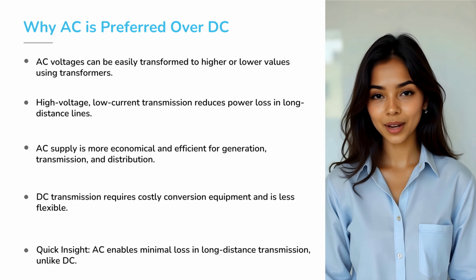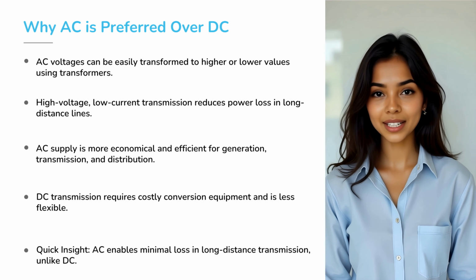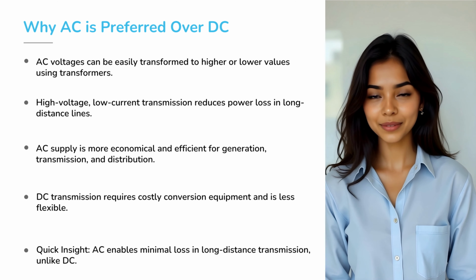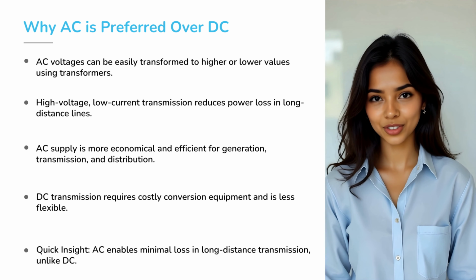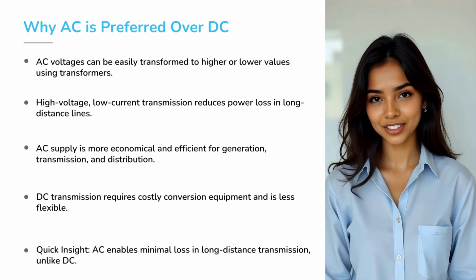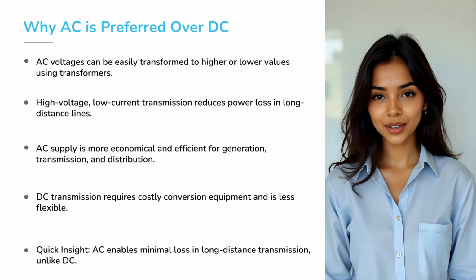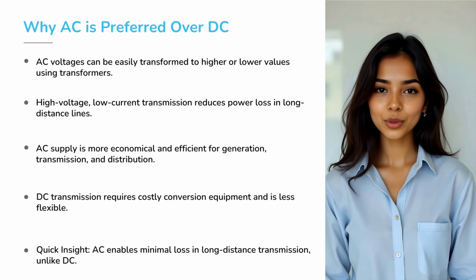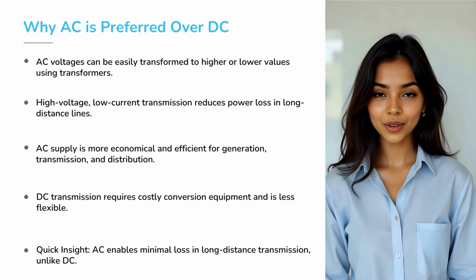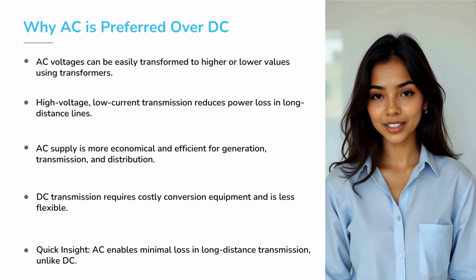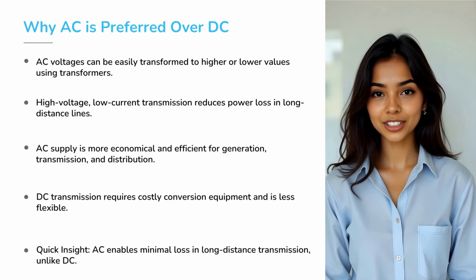Now let's talk about the bigger picture, economy and efficiency. AC is more economical to generate, transmit, and distribute. Whether it's a power plant feeding a city grid or the line supplying your neighborhood, AC makes the whole process smoother and cheaper. On the other hand, DC transmission faces several challenges.